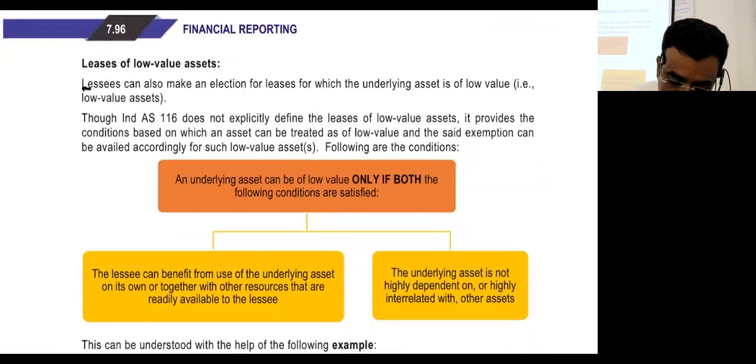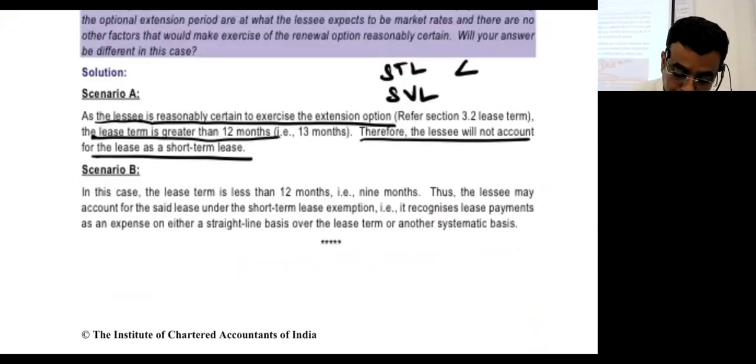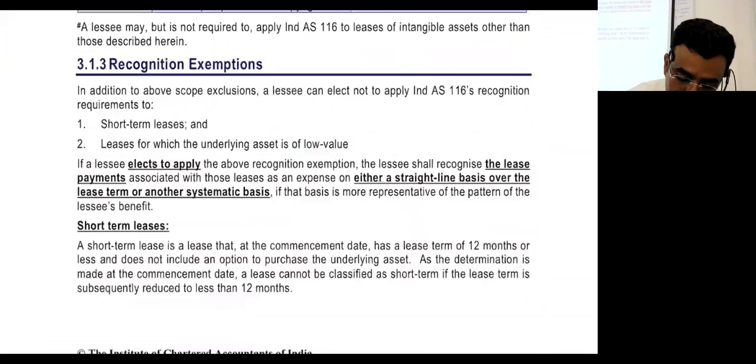Yeah, here. Lessee can make an election for leases for which the underlying asset is of low value. We said that. First, what did we say? Short-term lease.